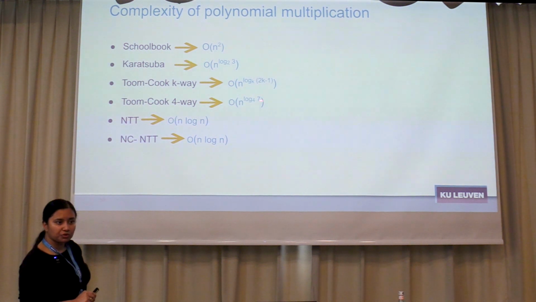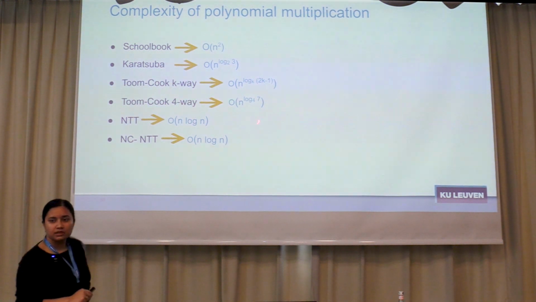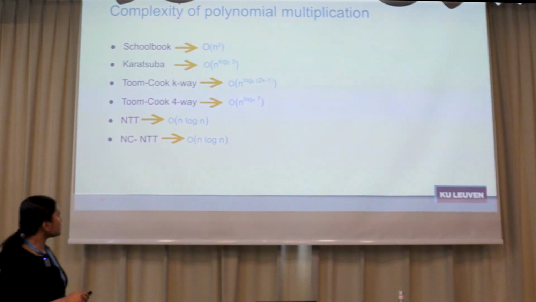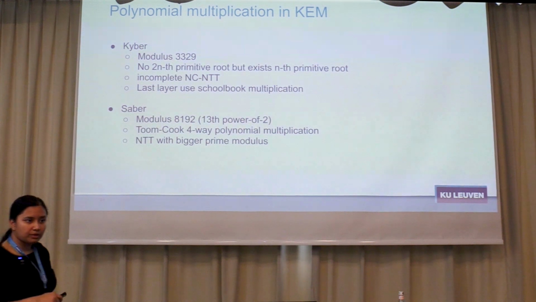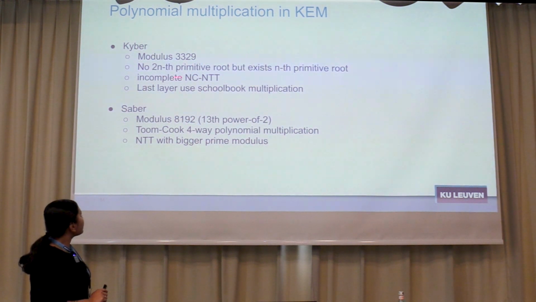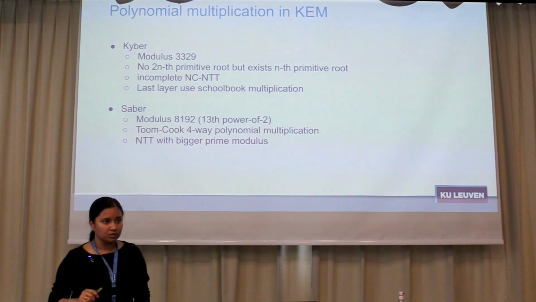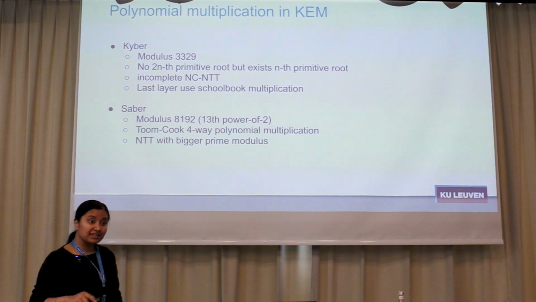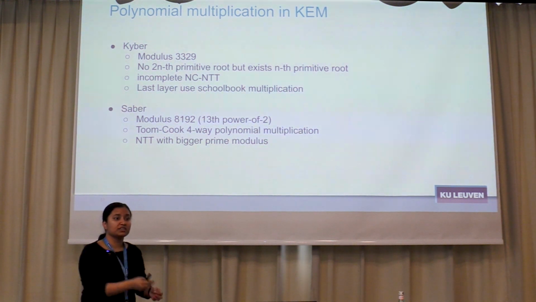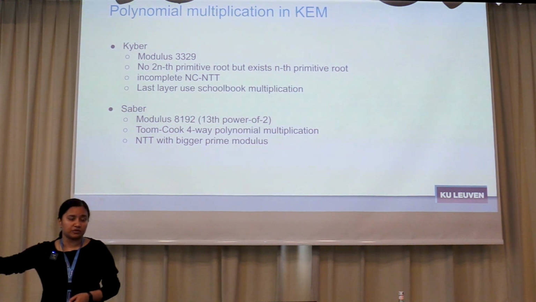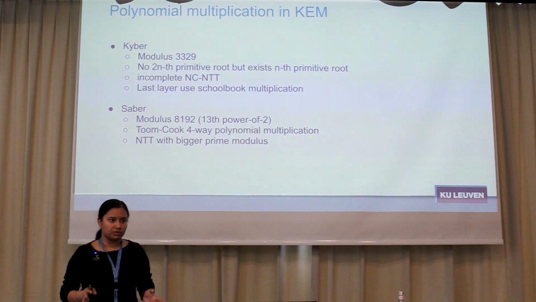I mentioned the Toom-Cook 4-way because it is used in Saber, so I just put it here. And then NTT and negacyclic NTT, okay? With that, I have all the complexities. Now, where is what used? As Kyber's modulus is 3329, that doesn't have the 2n-th primitive root. It still uses this negacyclic NTT, but it stops one layer early so that it doesn't need that specific primitive root.